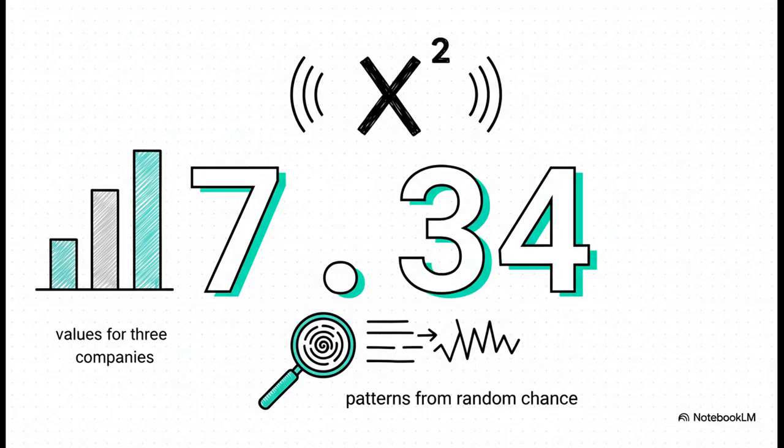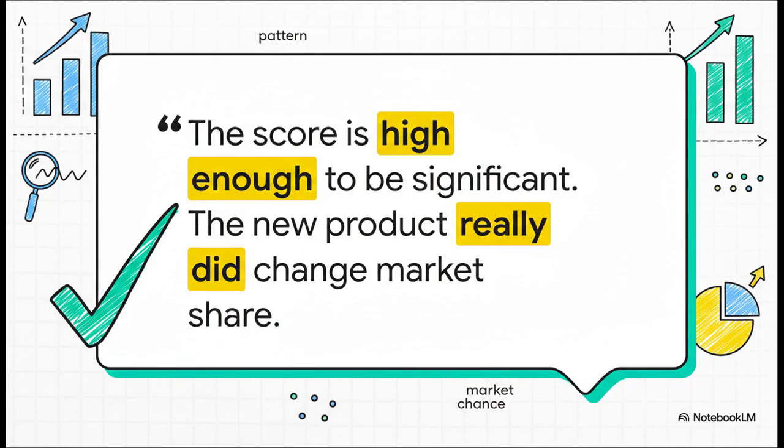And after adding up the scores from all 3 companies, the final chi-square value, our total surprise score, is 7.34. Okay, so what does a score of 7.34 actually tell us? Well, in statistics, you compare your score to a critical value. Think of it like a line in the sand that you agree on beforehand. If your score crosses that line, you can be pretty confident that your result isn't just a fluke. And in this case, 7.34 was way over the line. So the verdict? Yeah, that new product really did shake up the market.